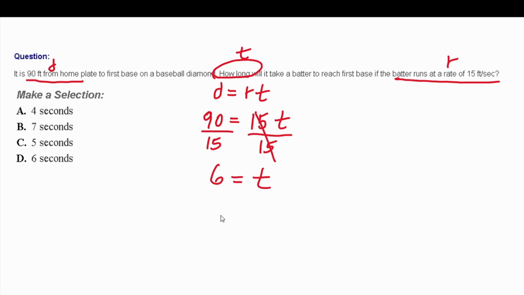Of course, in math, it's customary to write the variable for which you solved on the left. So we're going to write this as t equals 6. And of course, since our rate was given in terms of seconds, we know time is going to be also in terms of seconds. So in other words, it's going to take 6 seconds for this batter, if they run at a rate of 15 feet per second, to go from home plate to first base, which is a distance of 90 feet.